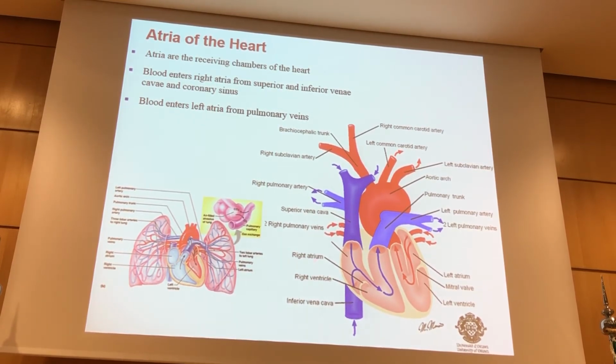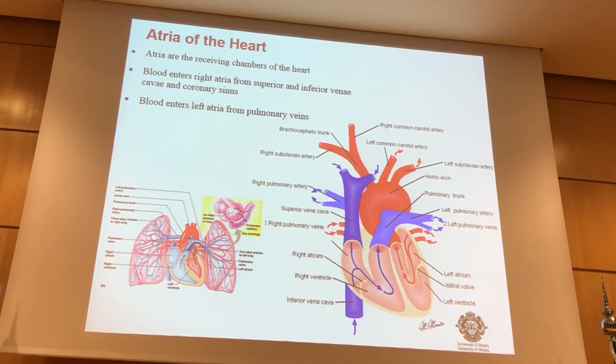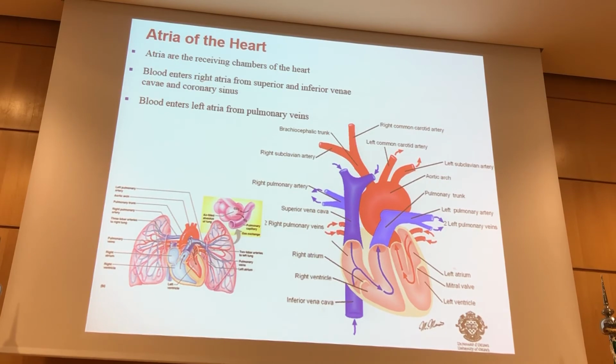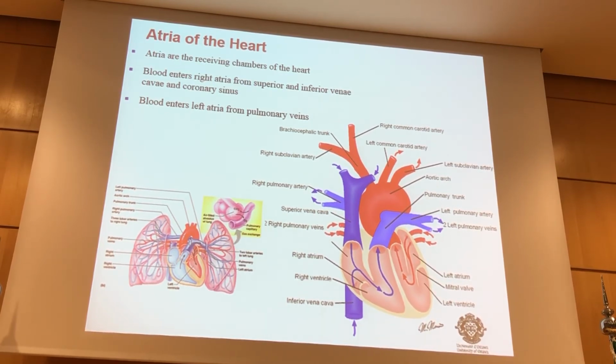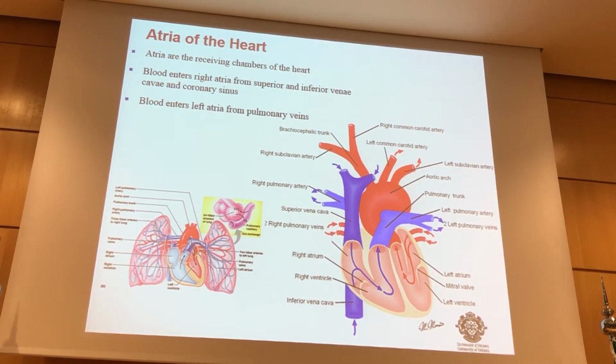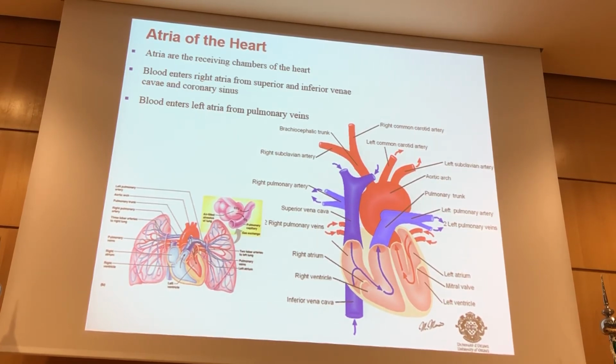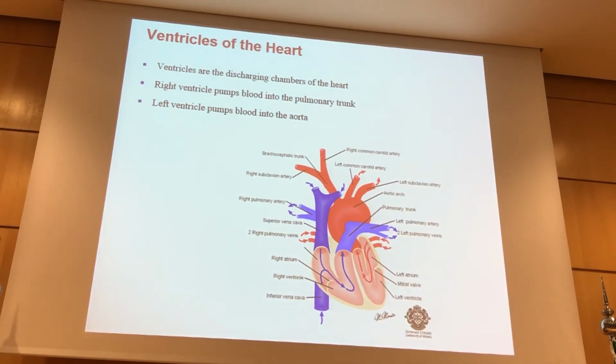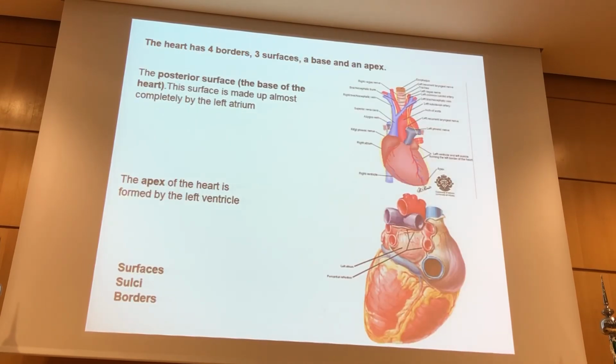So the right side deals with non-oxygenated blood, and the left side deals with oxygenated blood. So atria will be receiving venous blood, ventricles will be dealing with arterial blood. Right side will be dealing with non-oxygenated, left side will be dealing with oxygenated blood.